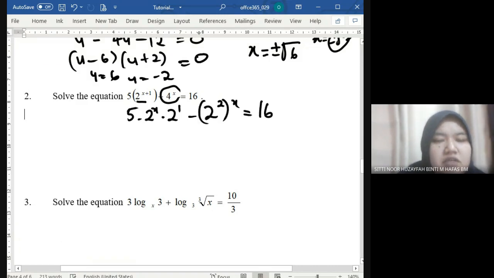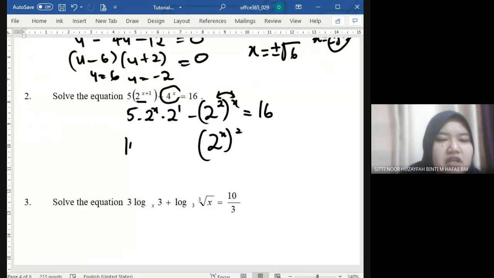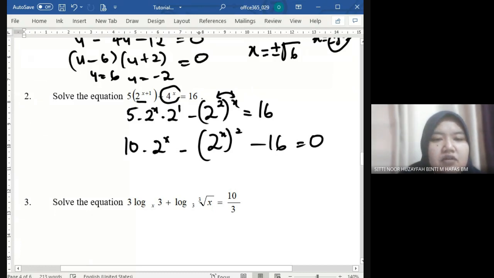It means that you can let u. So this position can be changed. So this can be written as 2 to the power of x, to the power of 2, the same as your example in your lecture. So this 5 and 2 also can be the coefficient of 2 to the power of x. So 10 multiplied by 2 to the power of x minus 2 to the power of x squared minus 16 equal to 0. Or usually we will write this one as the positive value.